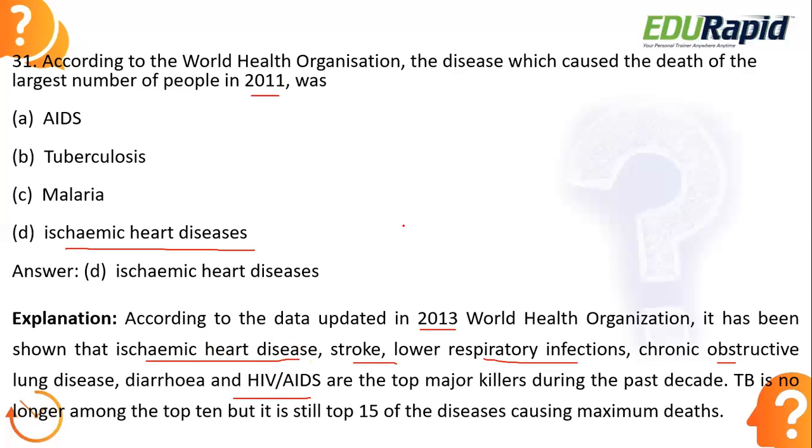Out of this top 10 list, tuberculosis is not included, but it is still there in the top 15 list. When counting the top 15, tuberculosis is included, but not in the top 10. All these top 10 diseases are the major reasons why many people lost their life.